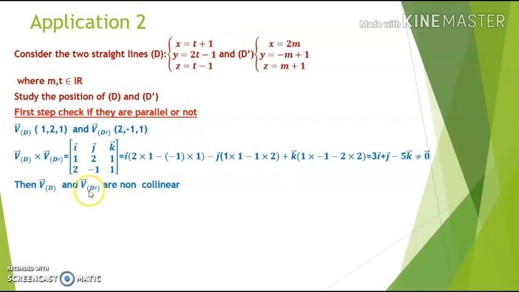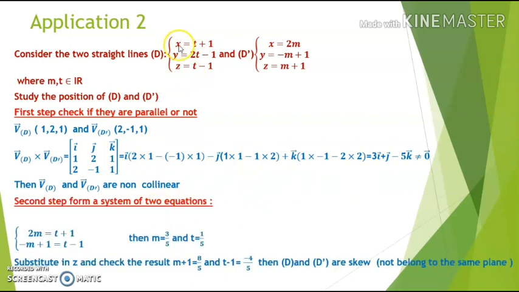Then vd and vd prime are non-collinear, so d and d prime are not parallel. It means that d and d prime are intersecting or skew. Let's check if they are intersecting or skew by forming a system of two equations by putting x of d equal to x of d prime, y of d equal to y of d prime. Then we get this system.